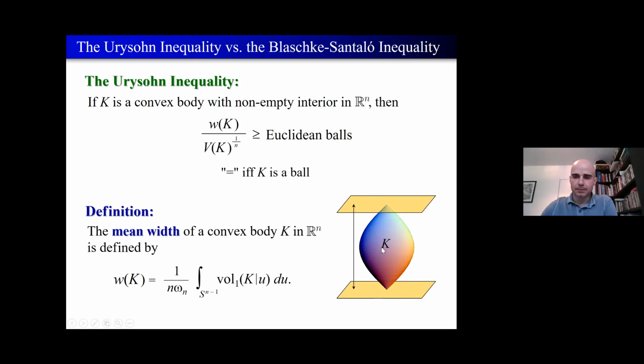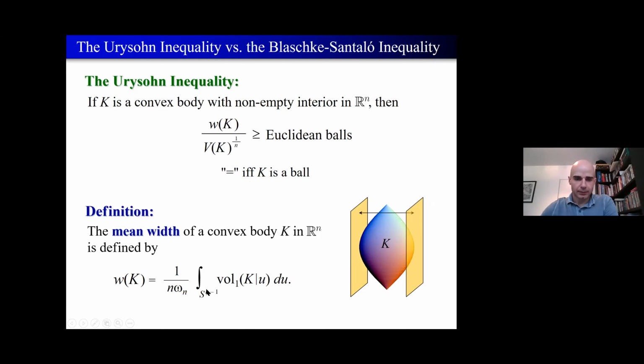So you take all the widths in different directions and you take a mean of those. So that's the mean width. And we compare it to the volume raised to the right power so that this becomes scaling invariant. And the statement of Urysohn's inequality is that this ratio is minimized by Euclidean balls with equality if and only if K is a ball.